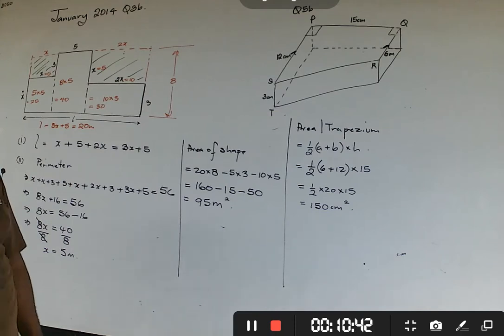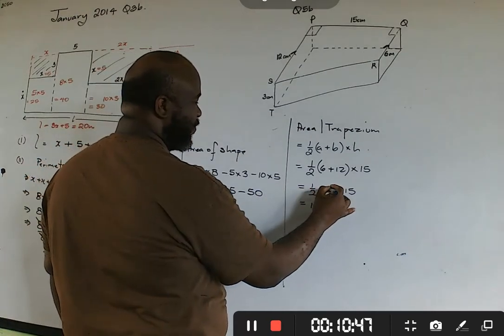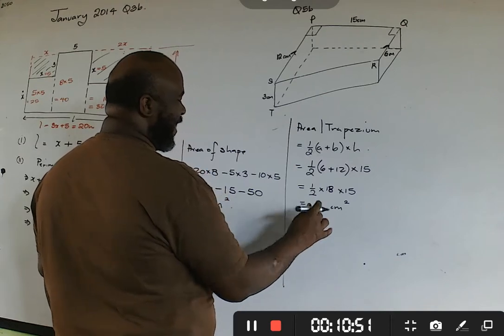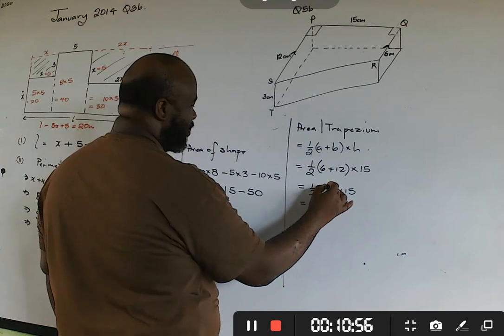Sorry? As I said, I was checking if I'm looking. Sir, I mistook it. No, sir. 18. A half of 18 is what? 9. 9 times 15 is 135. Just checking if I'm looking.